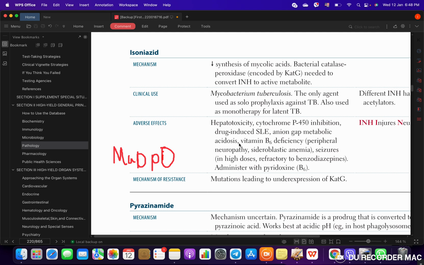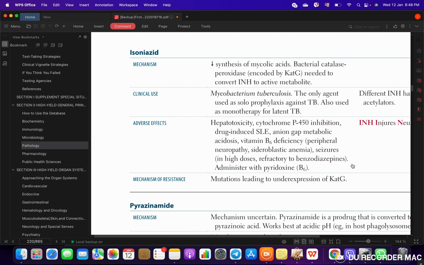So the next one is vitamin B6 deficiency, peripheral neuropathy, and sideroblastic anemia. The seizures can occur at high dosages. Oh, remember about the vitamin B6 deficiency? This is super high yield. Remember, the B6 deficiency can lead to multiple problems, including neurogenic problems, because the making of neurotransmitters is happening with the help of pyridoxine, which is vitamin B6. Seizures can occur in high doses and they can be refractory to benzodiazepines.